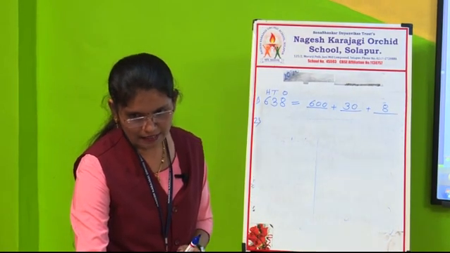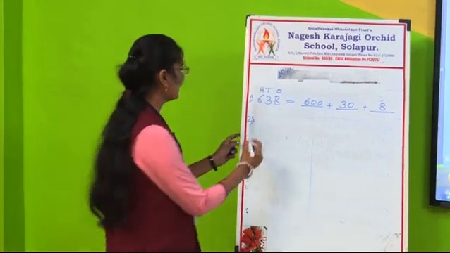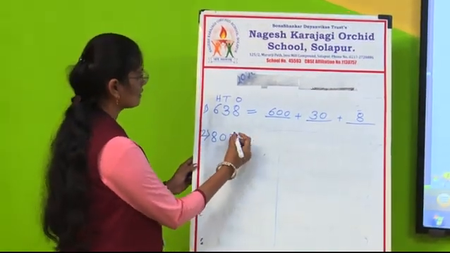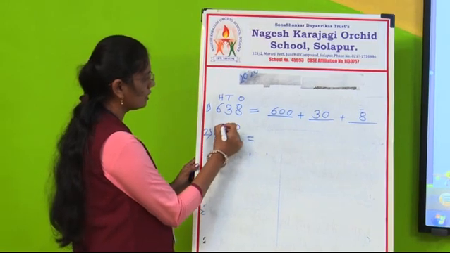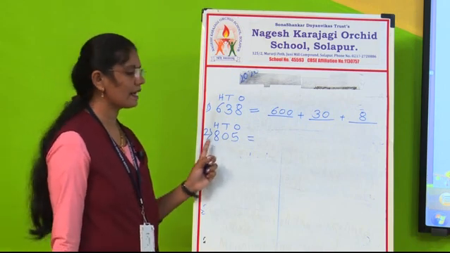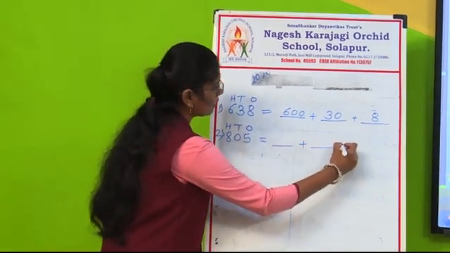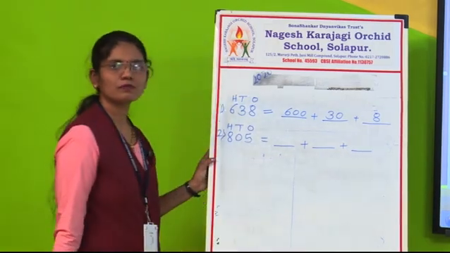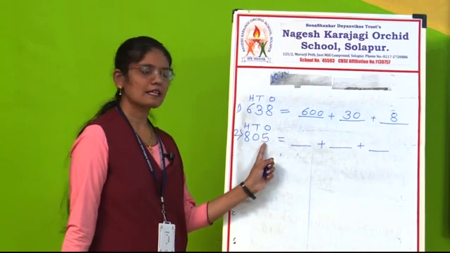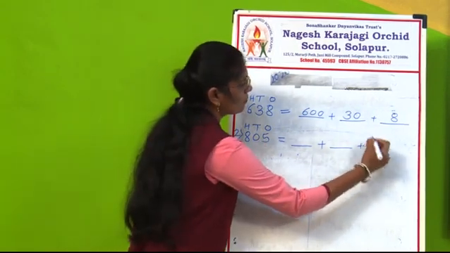See this last example, 805. Understood? 805. Let us write O, T and H. O means ones, T means tens and H means hundreds. Okay. Now can you tell me how many ones are there? See the number carefully and tell me how many ones are there? 5 ones are there. So we will write here 5.